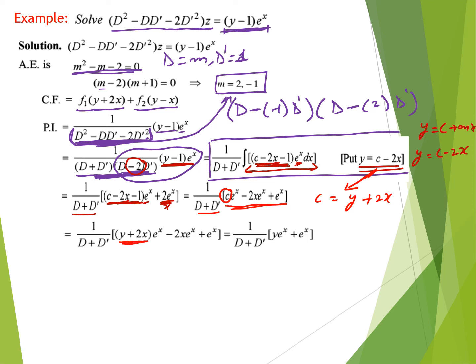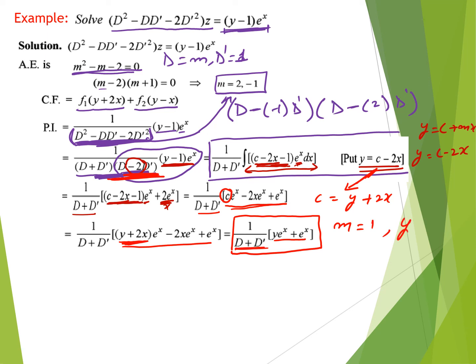We replace the value of c and simplify this complete term. We get 1 by D plus D dash into y e to the power x plus e to the power x. Now our first partition, D minus 2D dash, is solved. Now we have to solve for D plus D dash. When we solve this D plus D dash, the value of m over here is 1.